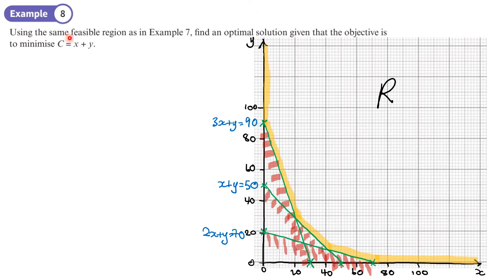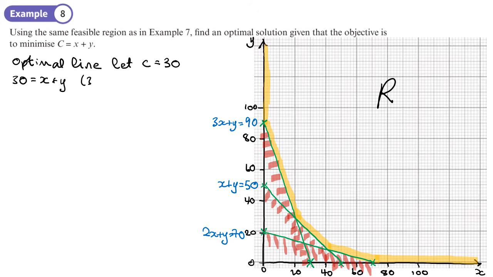Example 8, using the same feasible region as in example 7, find an optimal solution given that the objective is to minimize c equals x plus y. Well, this is the same feasible region as example 7, so we don't need to draw it out again. First thing we just need to do is to draw our optimal line, and our optimal line, let's say c equal 30, for example. So that will mean that 30 equals x plus y. So it's nice and easy.